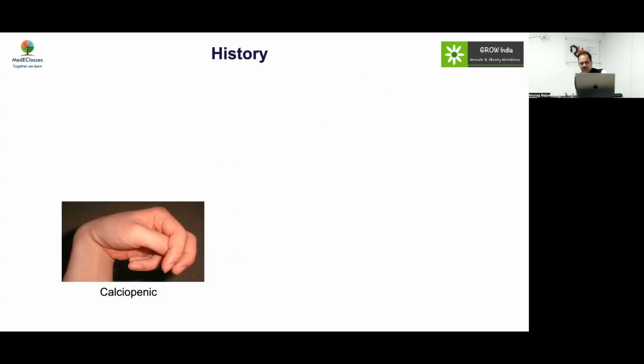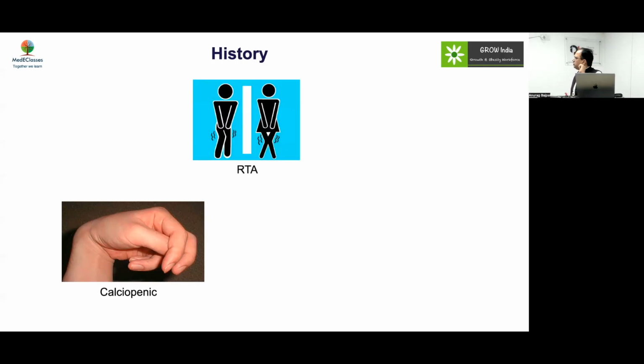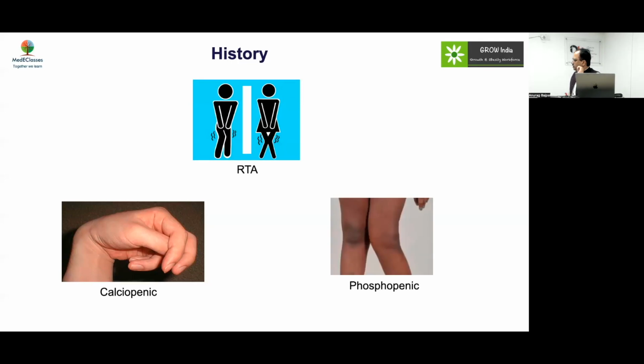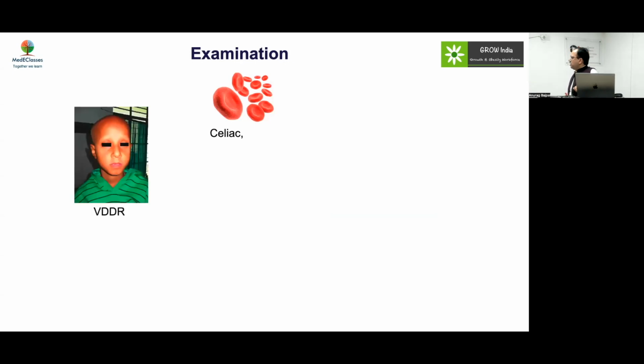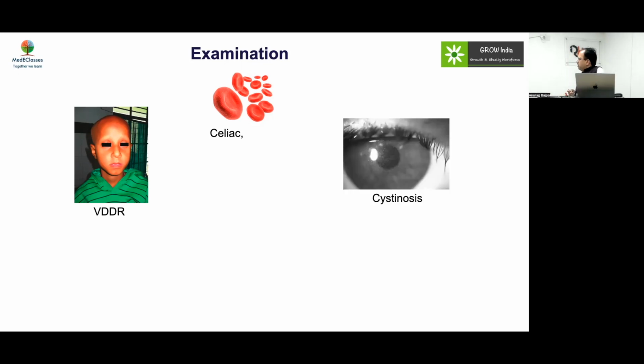So always take a history of whether there is any tetany or any features like that; you can think of a calciopenic rickets. If there is polyuria, it indicates renal tubular acidosis. If there is a primary lower limb abnormality, this is more like a phosphopenic rickets. On examination, if there is anemia, this could be celiac disease or chronic kidney disease. If there is alopecia, particularly alopecia totalis, this could be a variant of vitamin D dependent rickets type 2, particularly the ligand binding domain causes this.